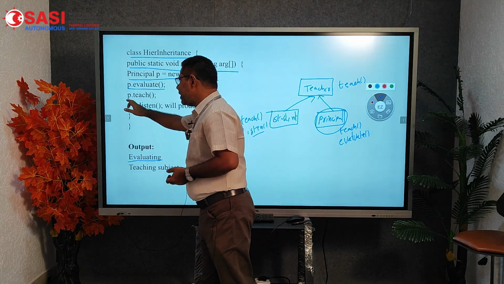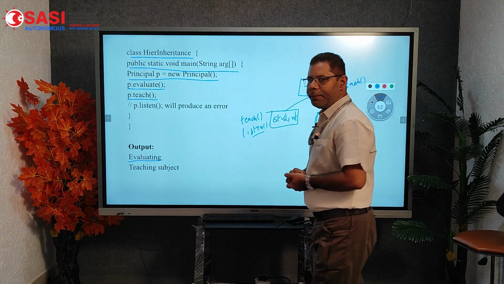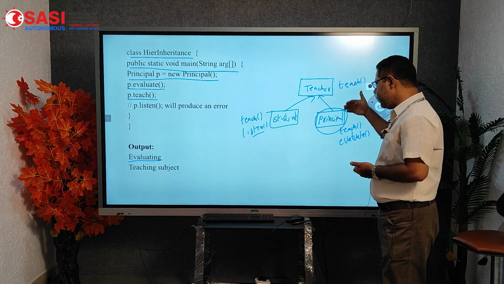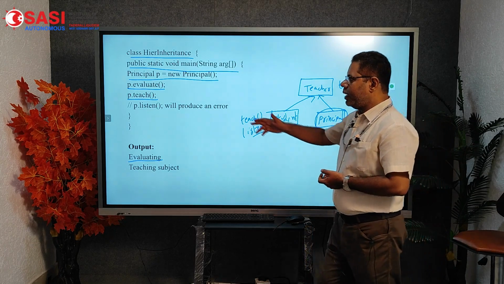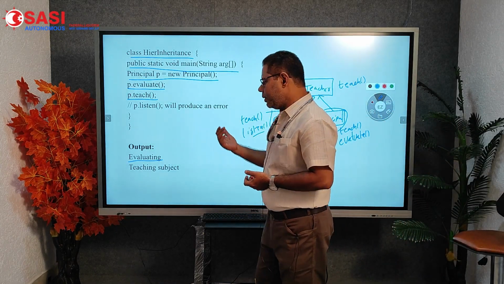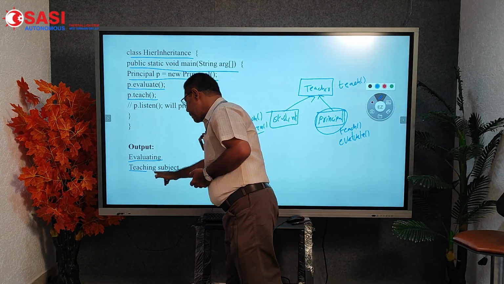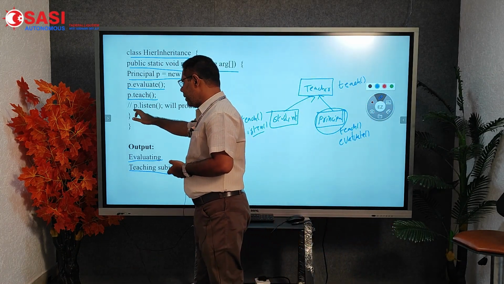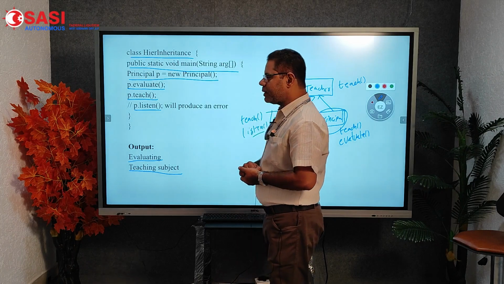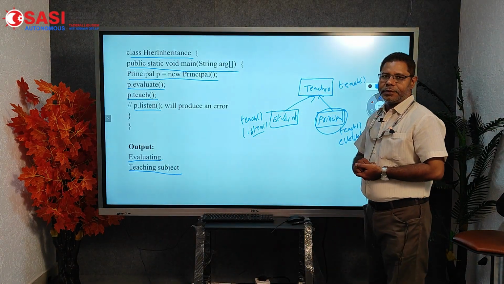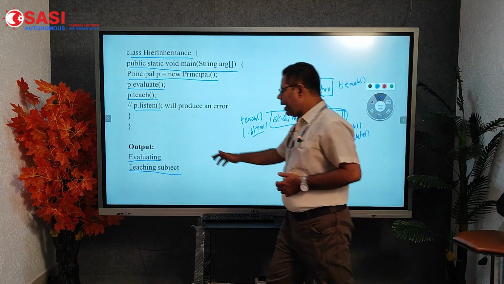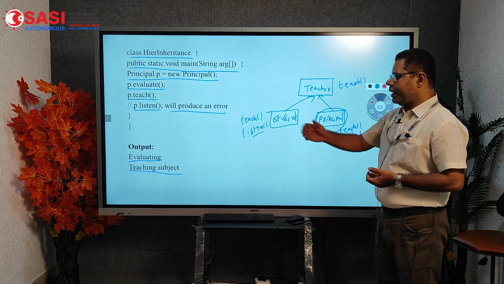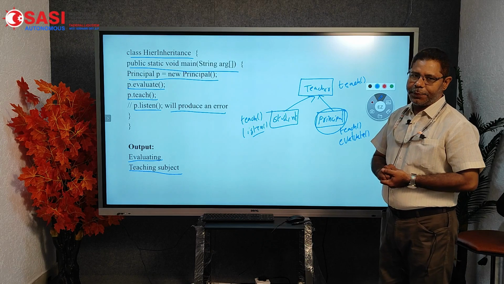Similarly p.teach. The p.teach method is a property of the teacher class. So the teacher class method properties are accessible in the principal class. That's why p.teach is accessible, and we got the output "teaching subject". Suppose we try to access the listen method: the listen method is not accessible to the principal class, so in this case it will produce an error. So this is the output of "evaluating" and "teaching subject".